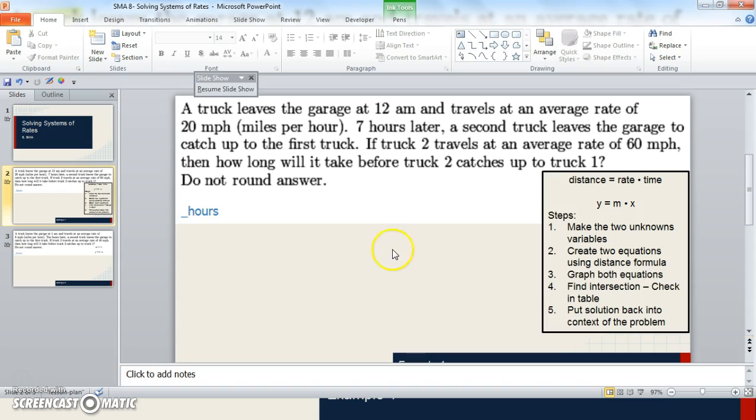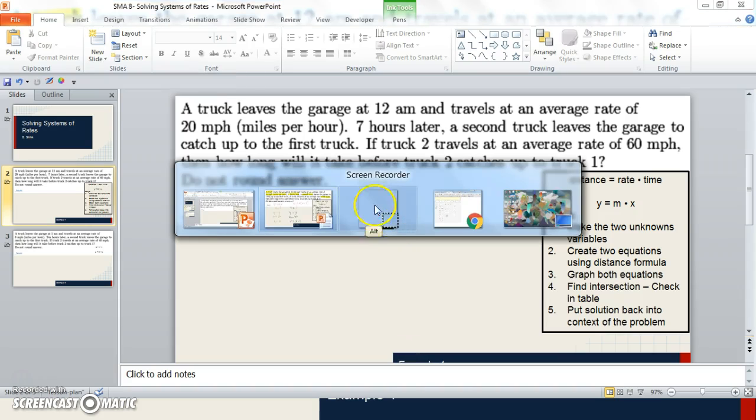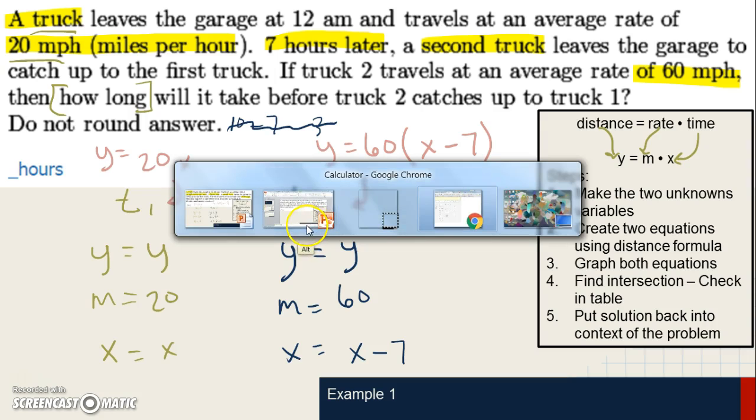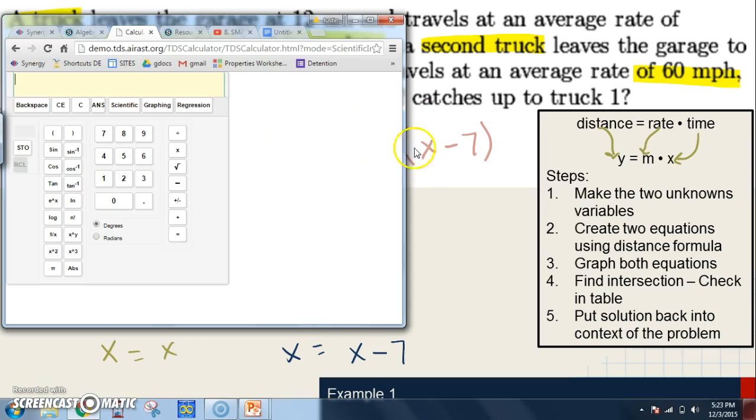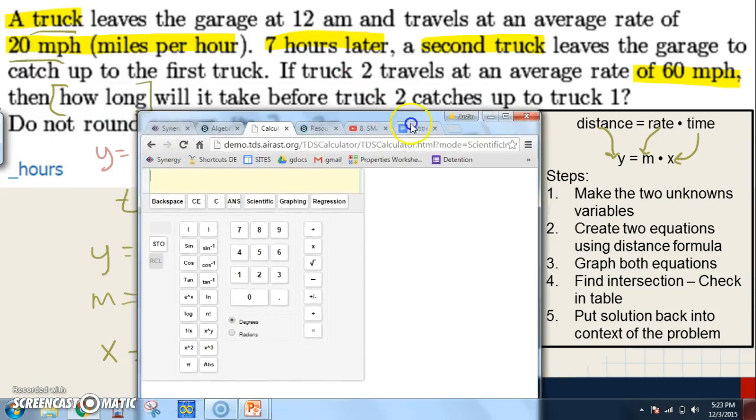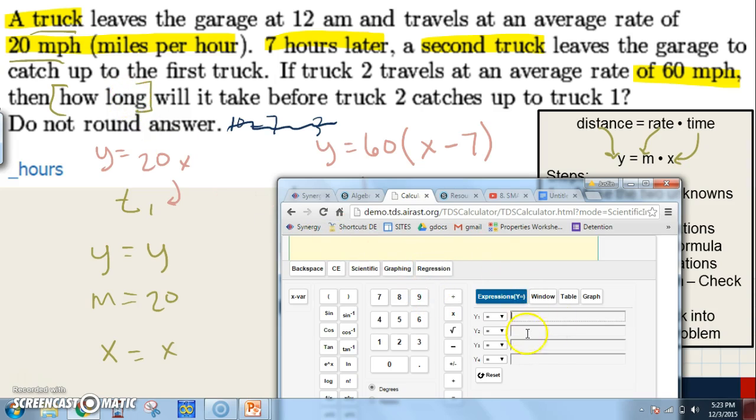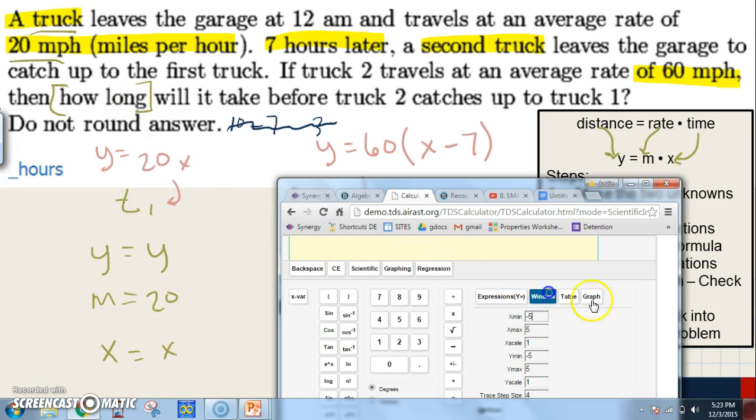I'm going to pull up the graphing calculator. Whoops. Let's go back here. Let's figure out how to get the calculator up. There we go. And now I've got to move this window so that I can see what the equations are. So here we are. I'm going to go to graphing, and then before I start entering in things, I'm going to use the window.